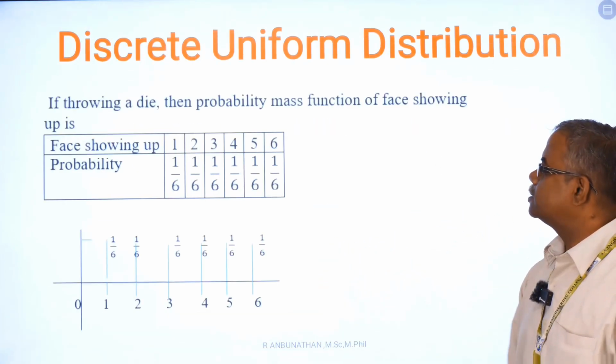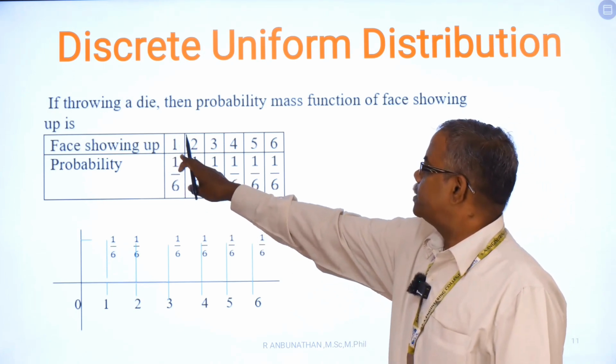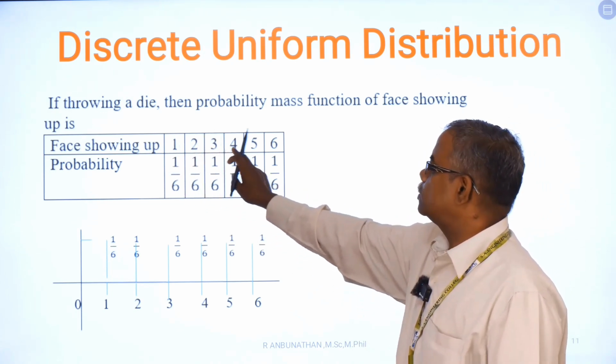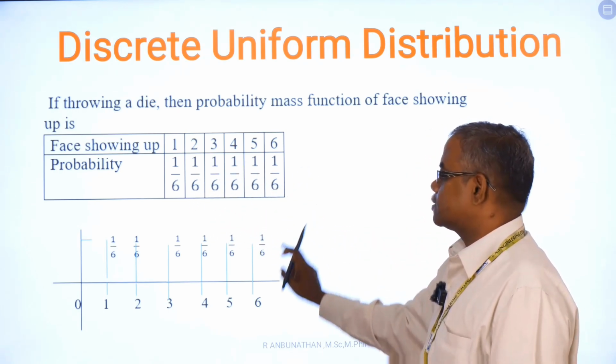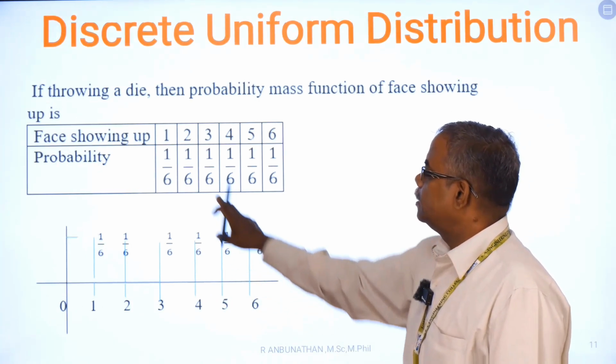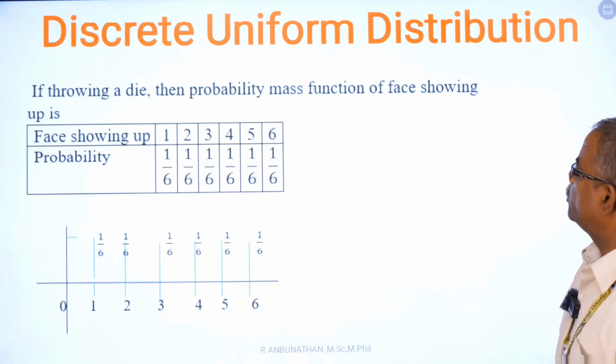I'll give another example. By rolling a die, the probability mass function of the face shown up is over the values 1, 2, 3, 4, 5, 6. Each has probability 1 by 6. That is represented in the diagram. Look at this, all the probability values are the same. This is called a discrete uniform distribution.